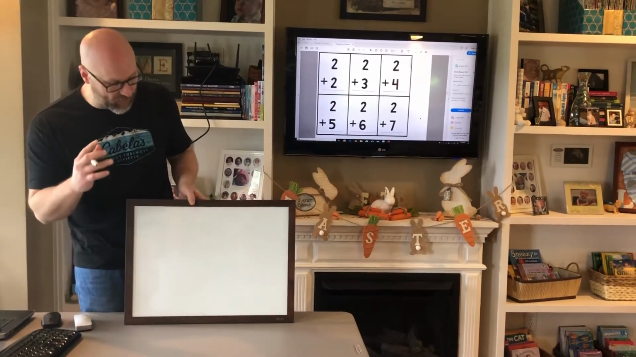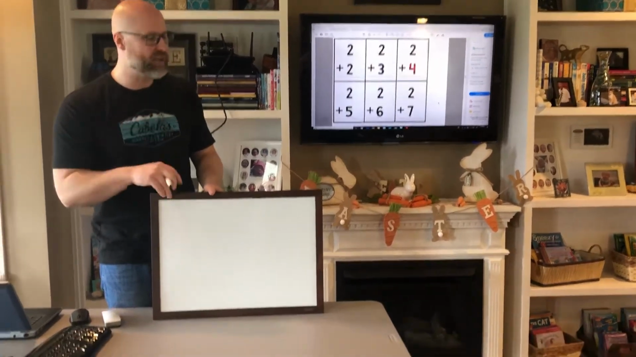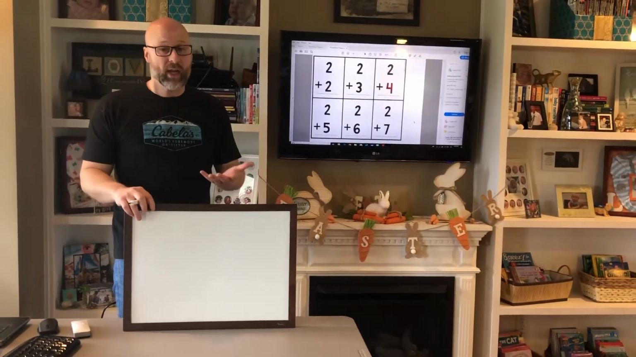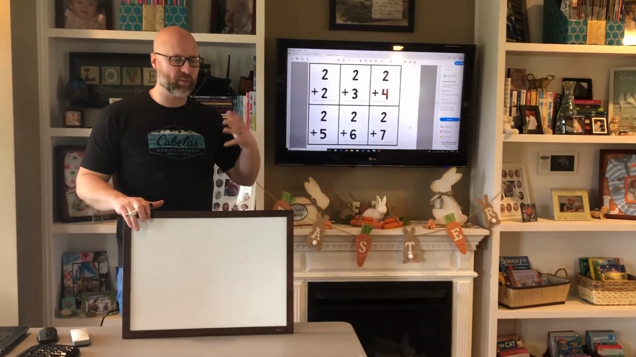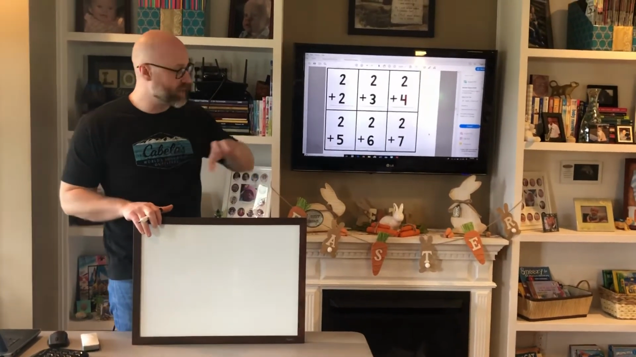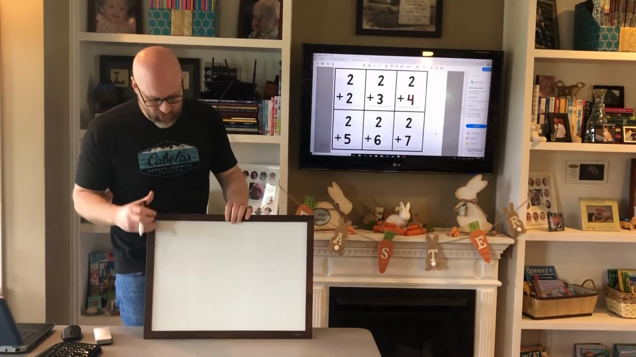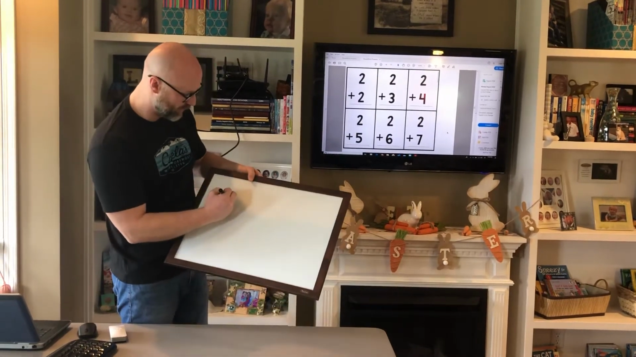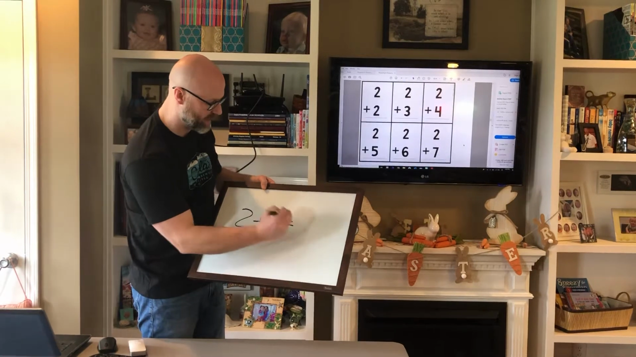So today what I want to focus on is one of the methods of getting your answer. Because if I just look at this and say, well, I know 2 plus 2 is 4, that's good, but it's not going to help when you get into bigger numbers. So we need to know some ways that we can add these smaller numbers, so if we do get into bigger problems, we can do that. So let's take 2 plus 3. I'm going to write that on here. 2 plus 3 equals 5.